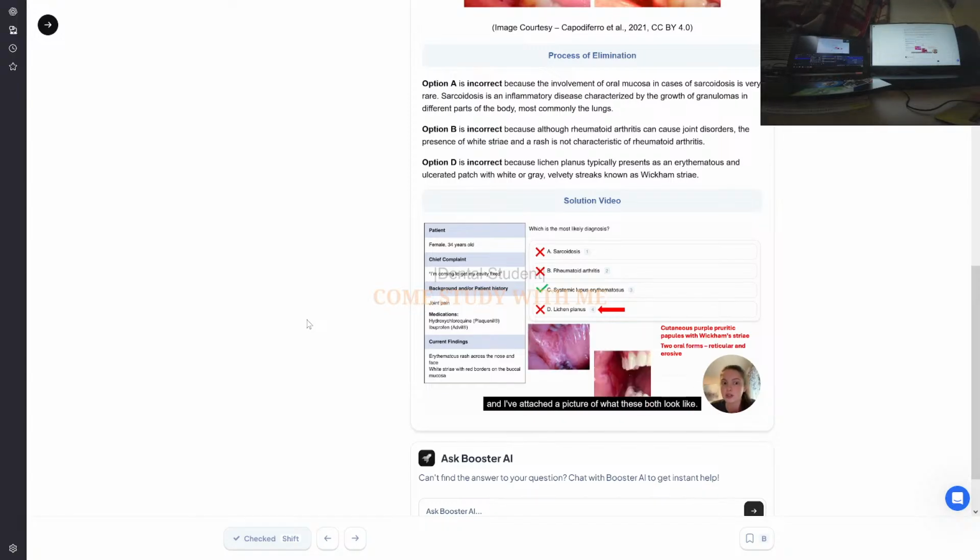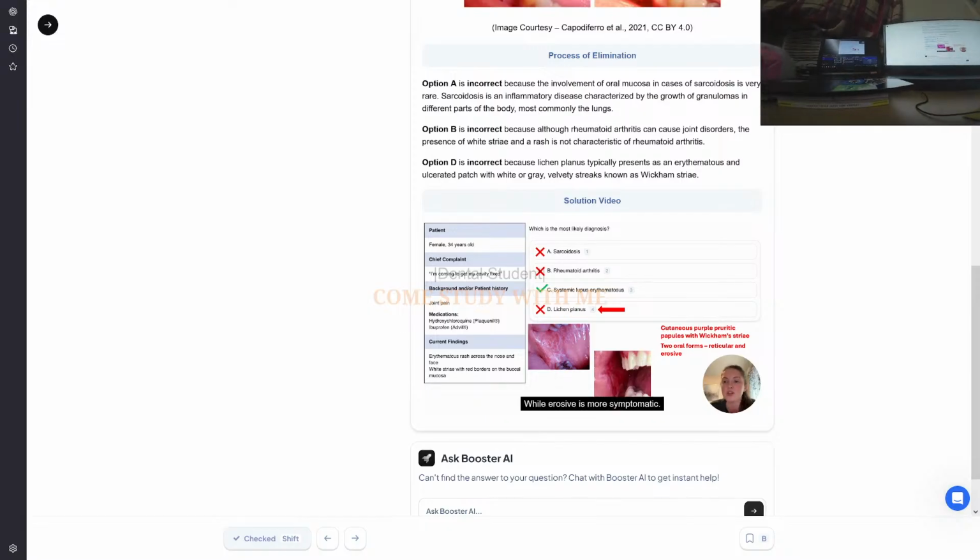Now, like I said, there's two forms, reticular and erosive. I've attached a picture of what these both look like. Reticular is on the left, erosive on the right. Reticular is the most common, and it's characterized by these lacy white lines known as the Wickham striae that we see cutaneously, while erosive is more symptomatic, and we have these shallow ulcers, peripheral erythema, and these radiating white lines. So it's looking more like that reticular, but we do have some erosion. Now, this is usually treated with a potent topical steroid.